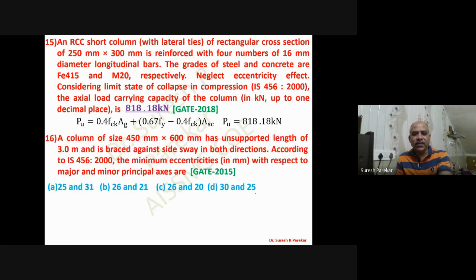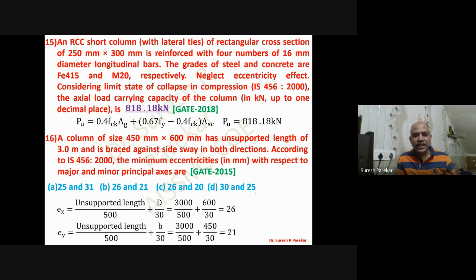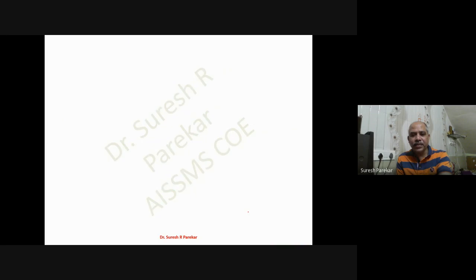That is for problem 15. Then for 16, we have to find the eccentricities for both. So we are going to calculate ex and ey, both values. This ex is greater than 20, and ey is also greater than 20. So we have to provide ex 26, ey 21. So we are going to get this option, that is B. Now this D is unsupported length upon 500 plus the dimension. So once we have ex, we have D, and then second, for Y, we have D. So D and B, these two are different. If the value is less than 20, then we have to provide minimum 20.